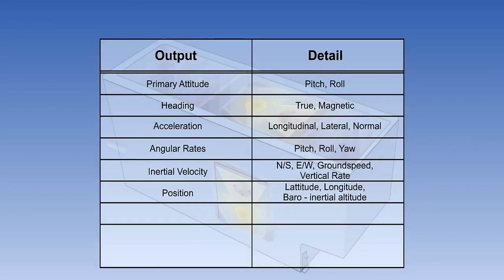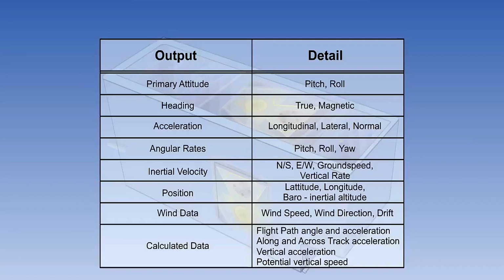The IRS gives latitude and longitude position information as the INS did. But it also gives a baro inertial altitude. It gives wind speed, wind direction and drift as the INS did. From this raw data, it calculates various items of secondary data, which are used in the flight management system and the electronic flight instrumentation system, both of which we will cover later. Looking at the full list, the biggest changes to notice are the vertical channel and the availability of magnetic heading.